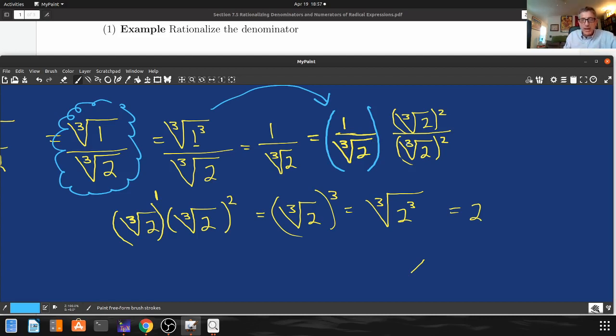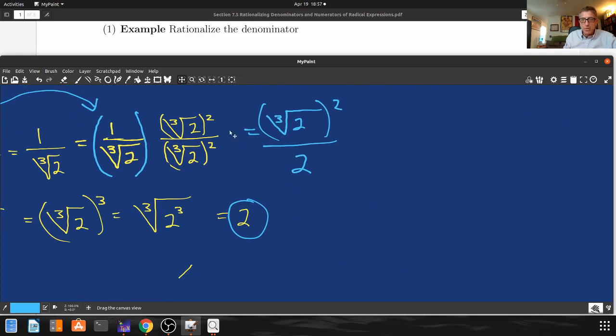So I have to multiply it by the cube root of 2 squared. And that's if I multiply it by 1, which is what I'm multiplying it by: 1 written as the cube root of 2 squared over the cube root of 2 squared. So I'm going to get the cube root of 2 squared over 2. The whole point of that is we are rationalizing the denominator. And we just did. 2 is a rational number.